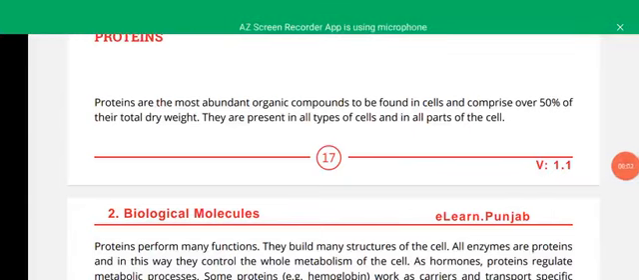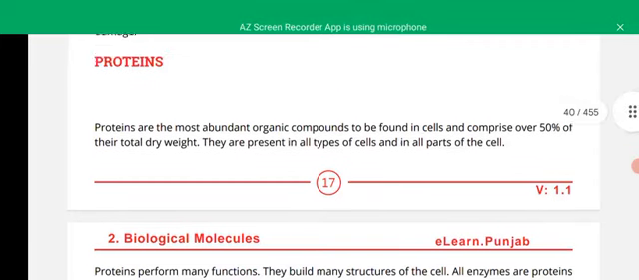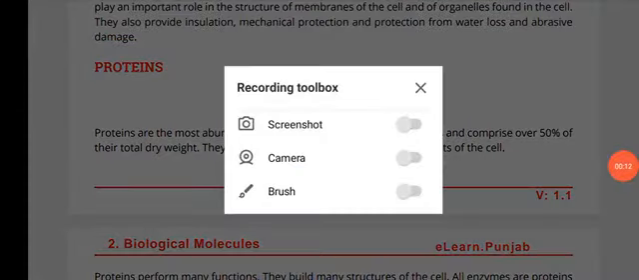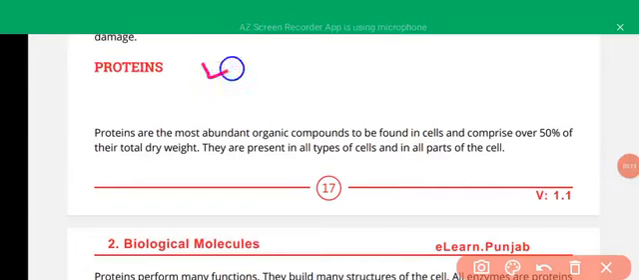Bismillahirrahmanirrahim and welcome. In this topic, we are going to discuss the remaining topics of biomolecules: the proteins, RNAs, and conjugated molecules. Let's discuss what proteins are.